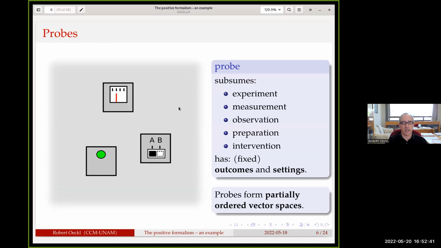Okay, so now again, back to the basics of the positive formalism. As I said, we take the notion of observation and of intervention as primary, and so we encode this with an object that we call a probe, which subsumes an experiment, a measurement, observation, preparation, and intervention. One important aspect here: this notion of probe comes with already fixed outcomes or fixed settings. So if you have a measurement that can have different outcomes, then to each of these different outcomes corresponds a different probe. Okay. Now these probes form partially ordered vector spaces.